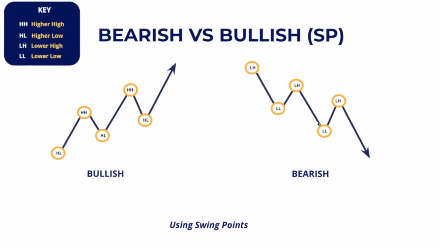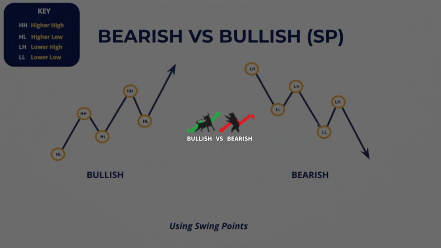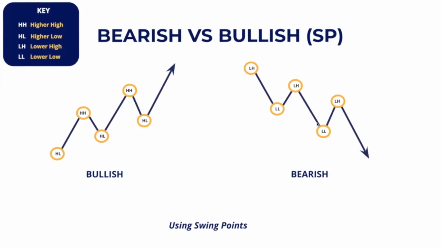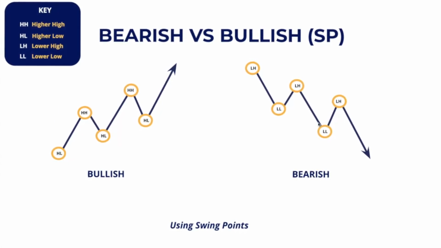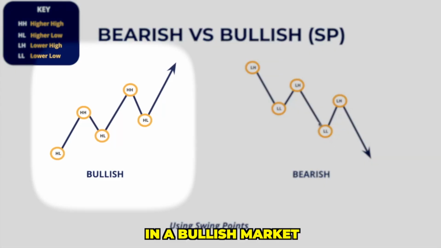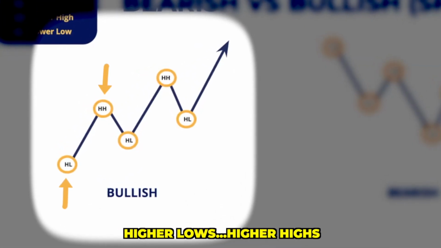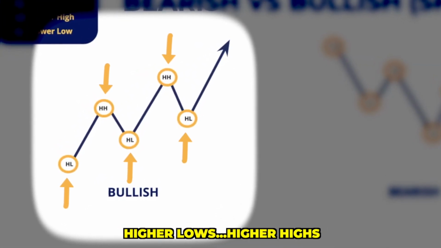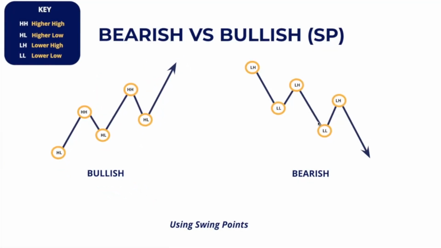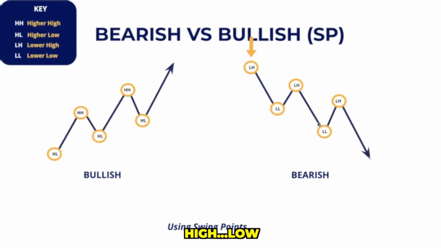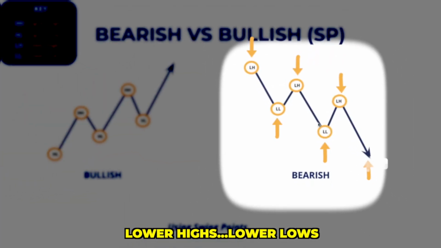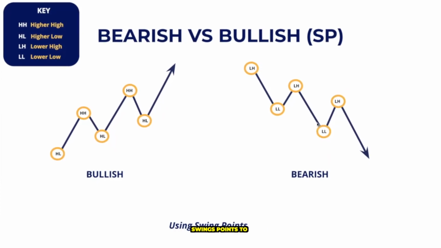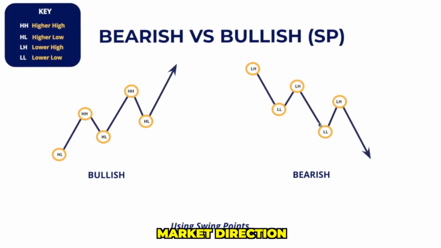In a trending market, you'll have bullish and bearish. Bullish means that buyers are in control and the market is trending up, while bearish signifies that sellers are in control, and the market is trending down. In a bullish market, you'll have low, high, higher lows, higher highs, higher lows, and higher highs. It is the opposite in a bearish market. In a bearish market you have high, low, lower highs, lower lows, lower highs, lower lows. You can look for these swing points to get a quick idea of the market direction.